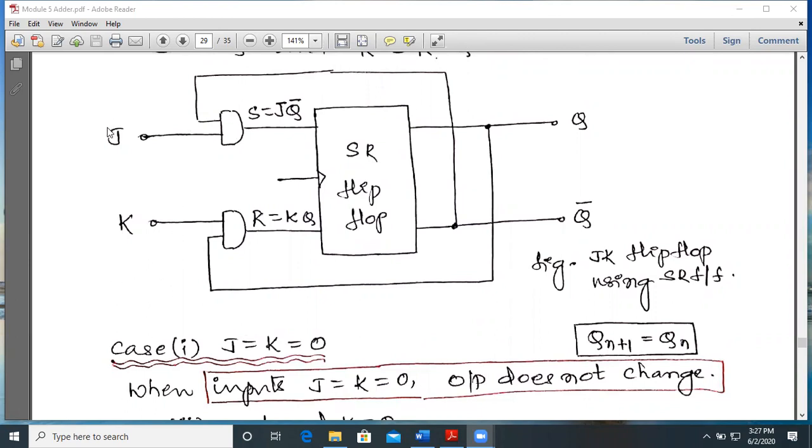So with 2 inputs, we are going to have 4 different combinations. Our 4 combinations being 0, 0, 0, 1, 1, 0 and 1, 1. For all the 4 cases, we need to see that this overcomes that particular case. Let us start our analysis from J is equal to K is equal to 0. With just J is equal to K is equal to 0, it is not possible for us to analyze the flip-flop.